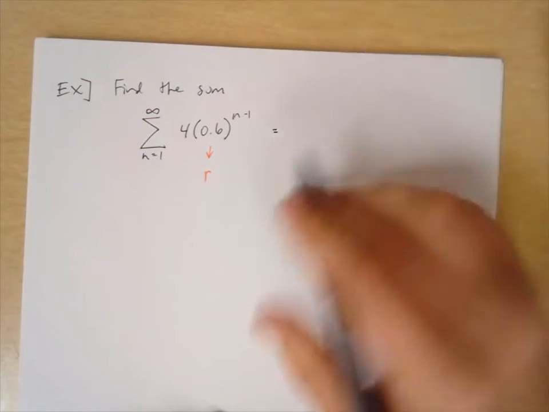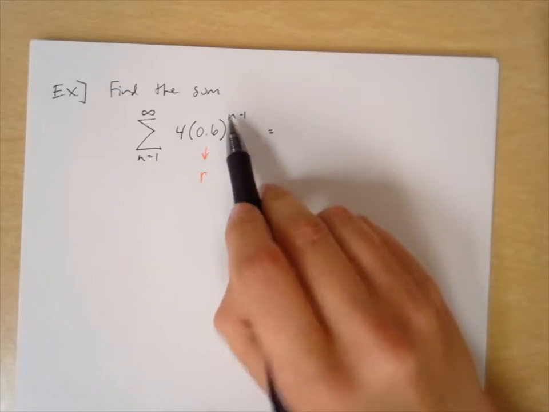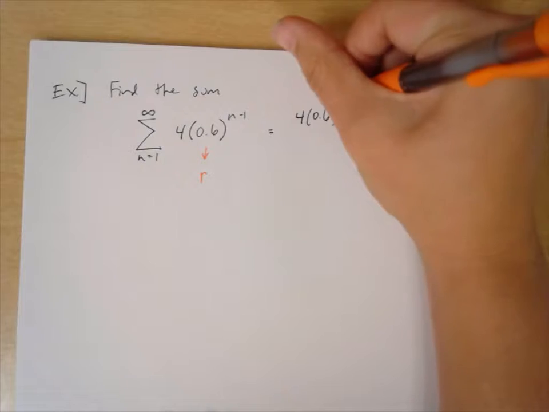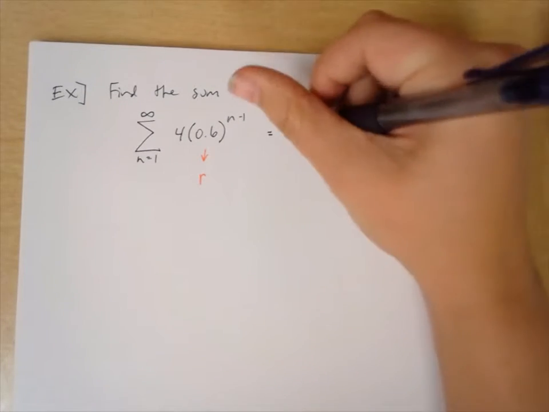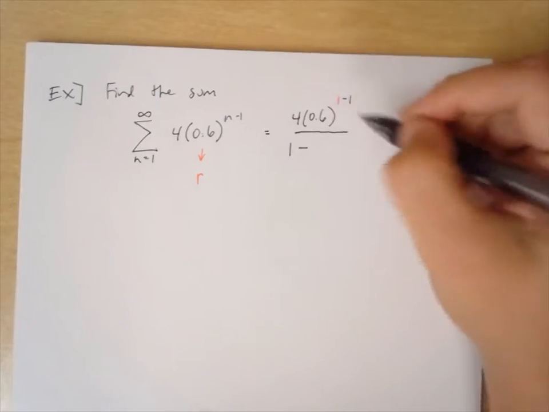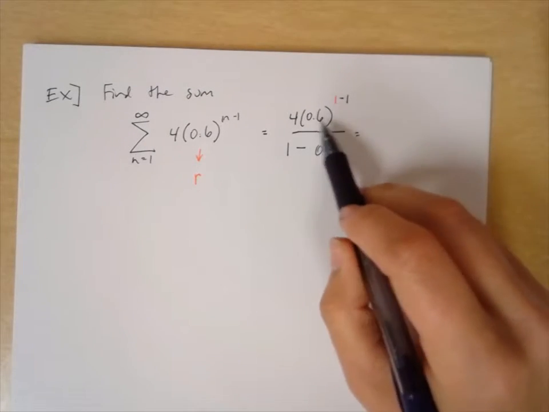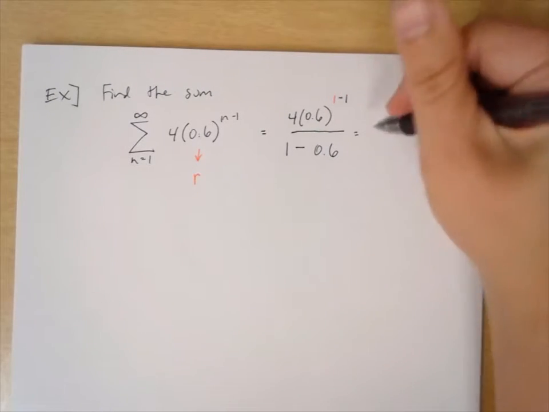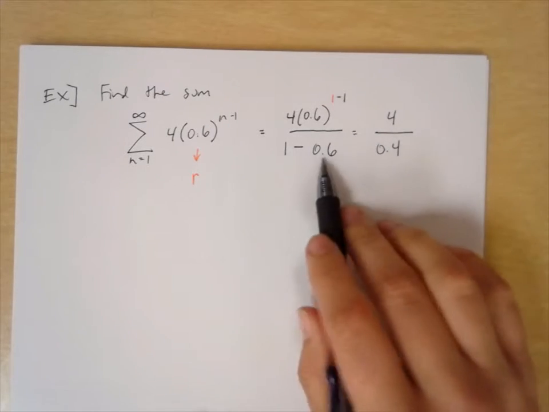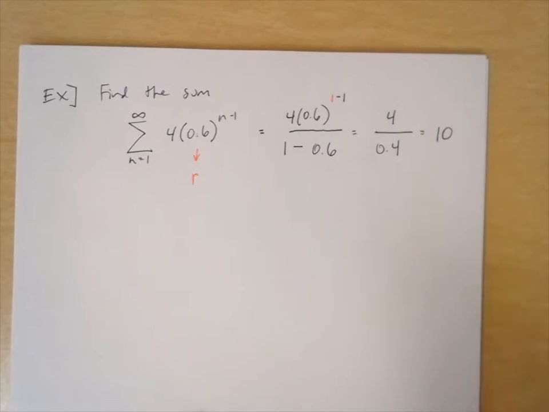And using that, let's set up our formula. So our formula says a sub 1, so that means I'm throwing a 1 in here for n. I'm doing 4 times 0.6 to the 1 minus 1, all over 1 minus r, 1 minus 0.6. When I simplify some things, 1 minus 1 is 0, and 0.6 to the 0 power is just 1. So I get 4 over 0.4, right? 1 minus 0.6 is 0.4. When I divide that out, I get the answer 10, and that's my answer.